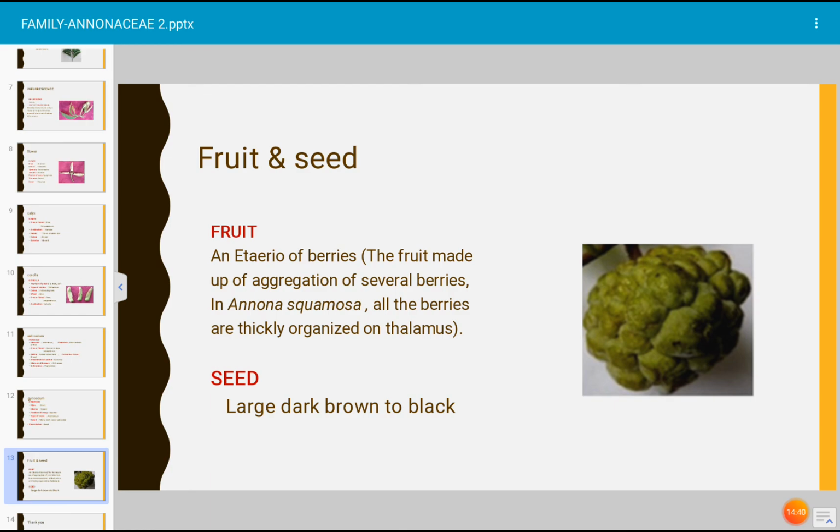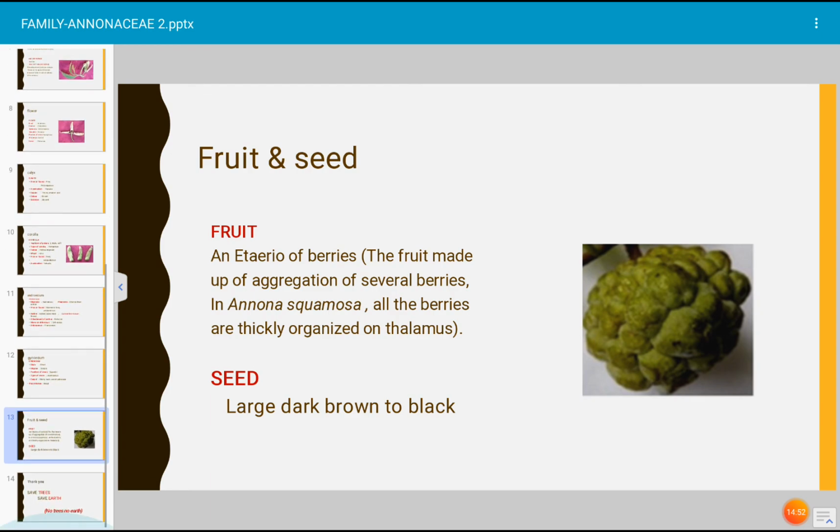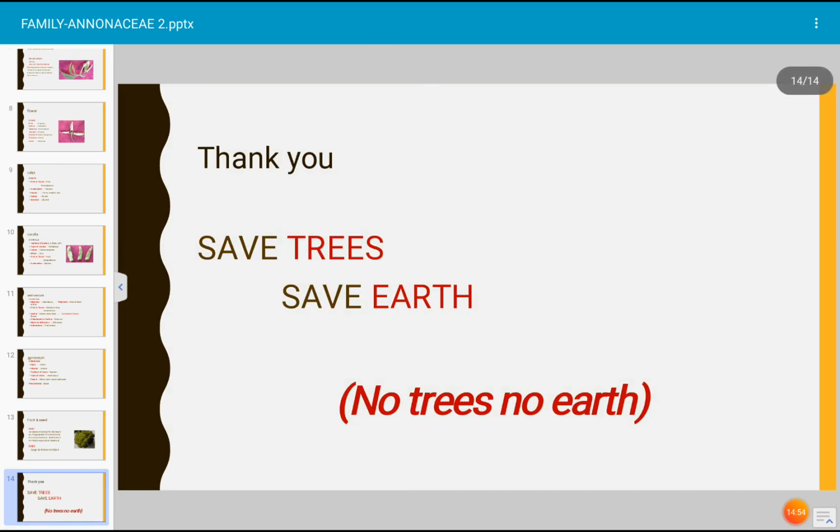Closely associated. Next, seed of Annona squamosa. It is large, shiny, soft, brown to black in color. Okay. Next, thank you very much.